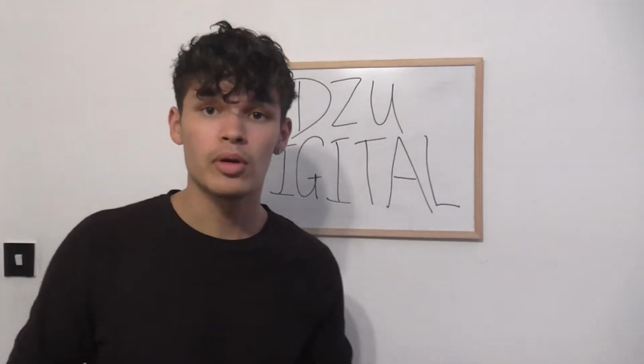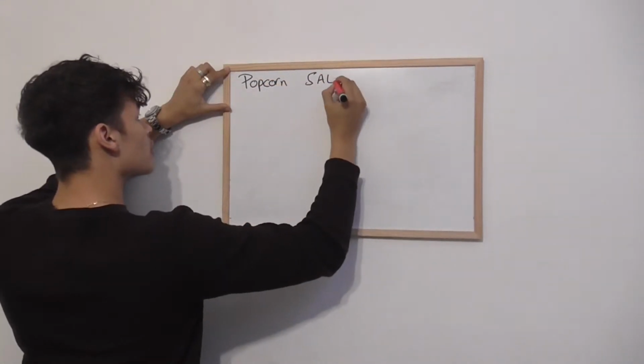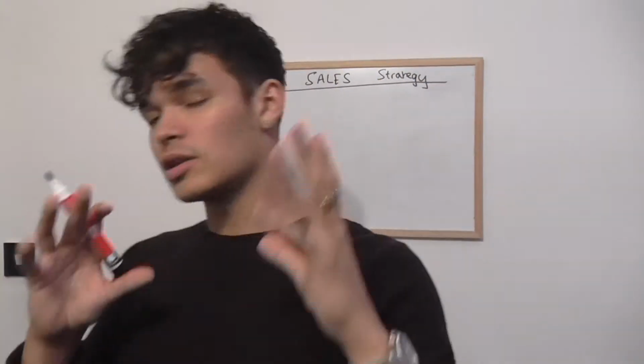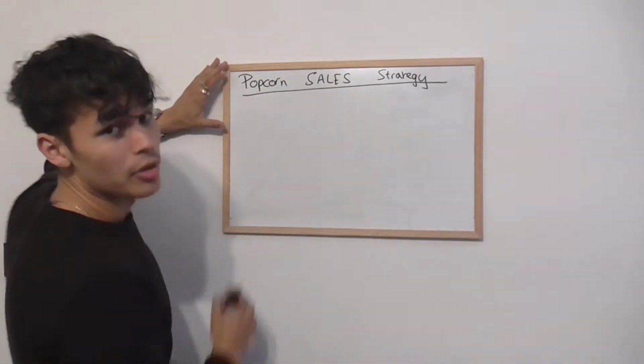Today we are going to be looking at something called the popcorn sales strategy. So let's pretend we are a cinema company. We're going to call ourselves Kidzu Digital for brand purposes. Okay, so we're a cinema company, we sell popcorn.